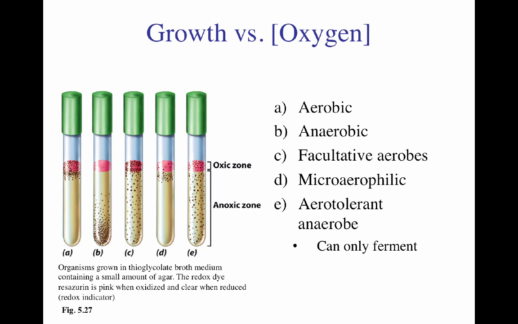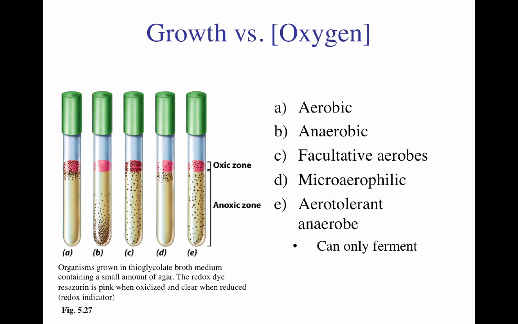They require oxygen to live. And as you can see in part A of the figure, those microorganisms are mostly growing in colonies at the oxic interface. Very few, if any, are growing in the anoxic region shown in the yellow area.